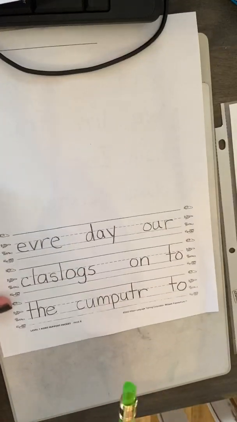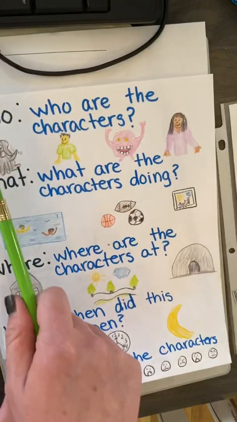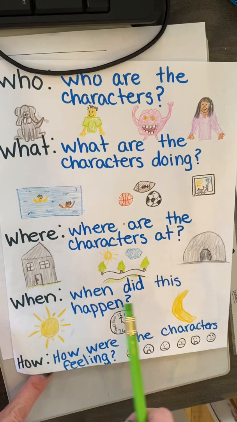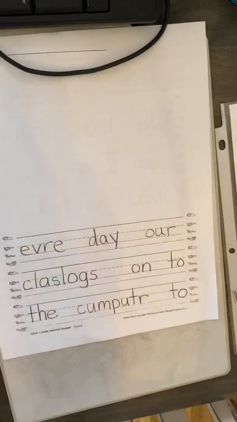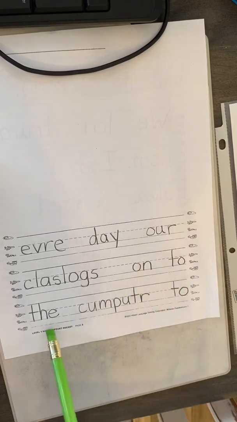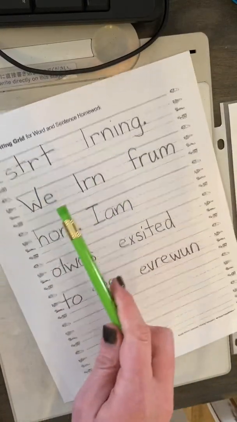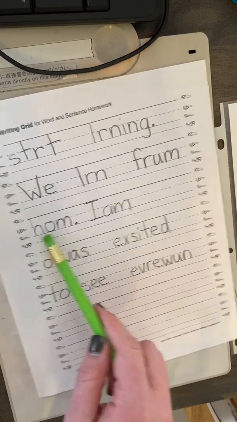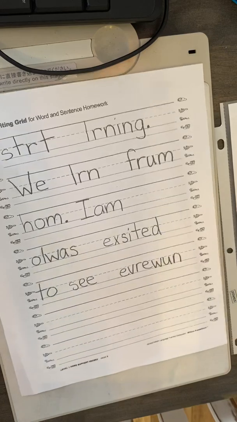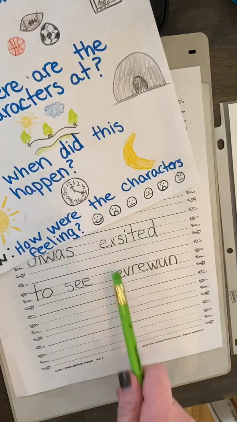Okay, so I'm going to reread it. Listen, do I have who the characters are, what the characters are doing, where the characters are at, when did this happen, and how are they feeling? Let's listen. Every day, our class logs on to the computer to start learning. We learn from home. I am always excited to see everyone. So, how am I feeling? Excited.